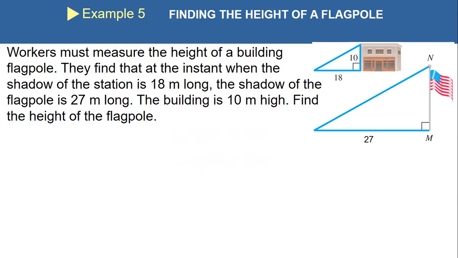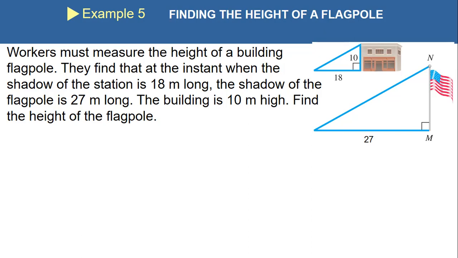Same thing here. All right triangles. For right triangles, their congruency is different, right? That's because it already has a congruent angle. And therefore, as long as you know the measurement of sides, they are generally proportional to each other because of that angle. Okay. So it says, workers must measure the height of a building's flagpole. They find that at the instant when the shadow of the building is 18 meters long, the shadow of the flagpole is 27 meters long. The building is 10 meters high. Find the height of the flagpole.